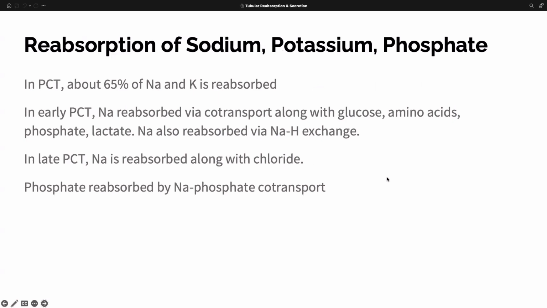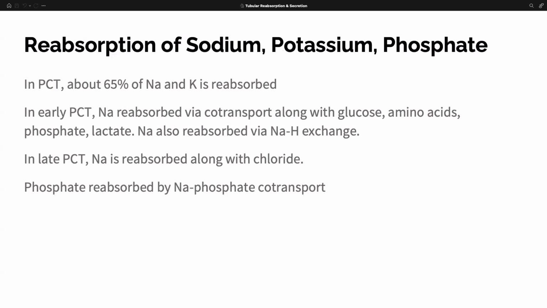Now we'll move on to discussing how sodium, potassium, and phosphate are reabsorbed. In the proximal convoluted tubule, 65% of sodium and potassium are reabsorbed. And you have to understand how sodium is reabsorbed in the early PCT and in the late PCT.